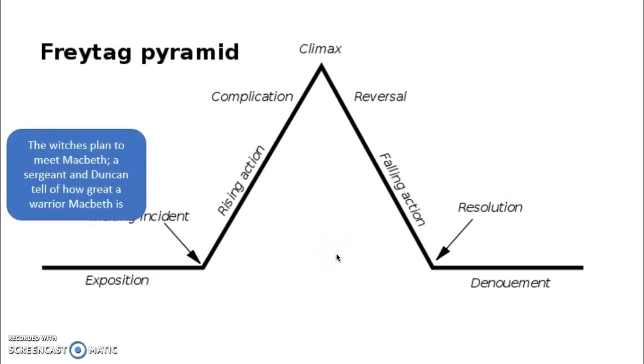So the exposition is when we are exposed initially to the characters and the setting. So we meet the witches initially, and they plan to meet Macbeth. A sergeant and Duncan tells of how great a warrior Macbeth is, and therefore we are exposed to the scenario. We don't actually see Macbeth, but the exposition is when we meet the witches, and they and the other characters tell us, the audience, about how great a warrior Macbeth is.